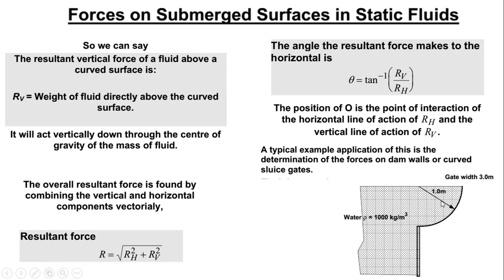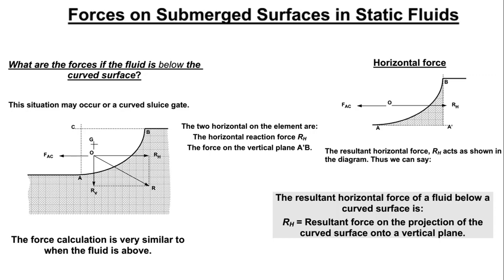So what we need to do is to find the forces acting on this dam wall. We'll use the equations that we have. First we need to find RH, then we need to find RV. From there we find R, which is equal to the square root of RH squared plus RV squared. Then we also find the angle at which the resulting force is acting. Okay, so now if we've got the fluid below the curved surface, how are we going to solve the problem?